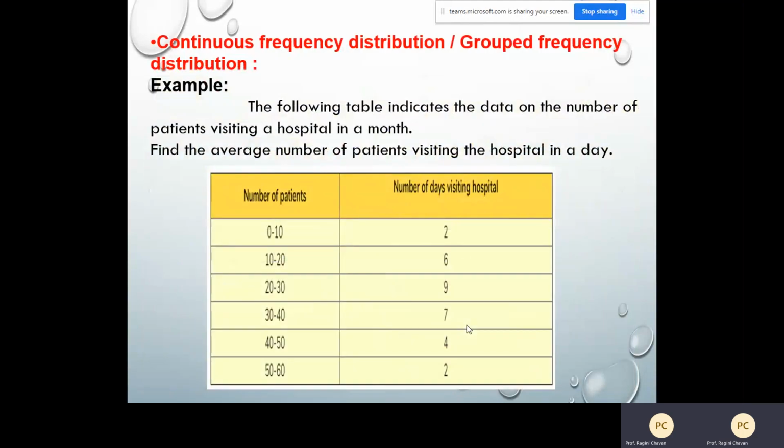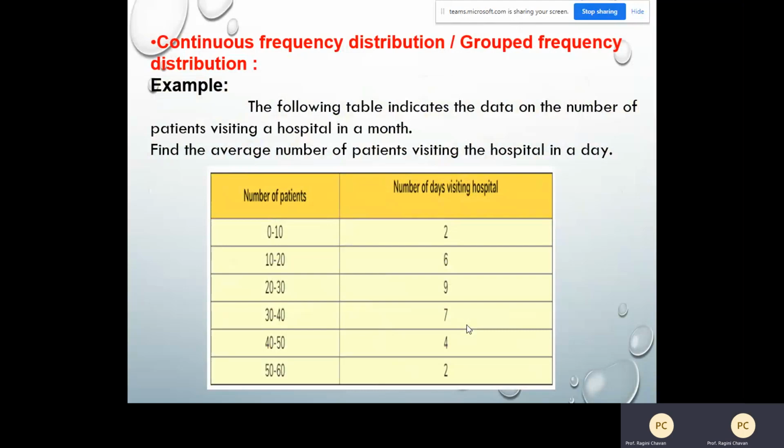Now, the third type of data is continuous frequency distribution, or it is also called as group frequency distribution. In this, data is available in the form of classes and frequencies. So we'll see the example. The following table indicates the data on the number of patients visiting a hospital in a particular month. Find the average number of patients visiting the hospital in a day.